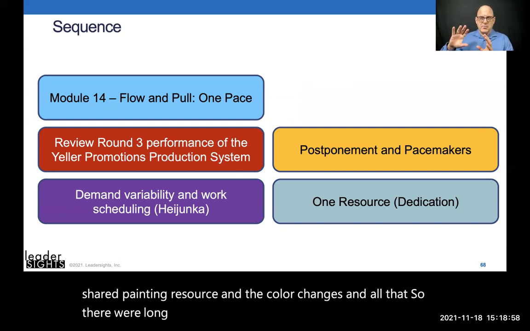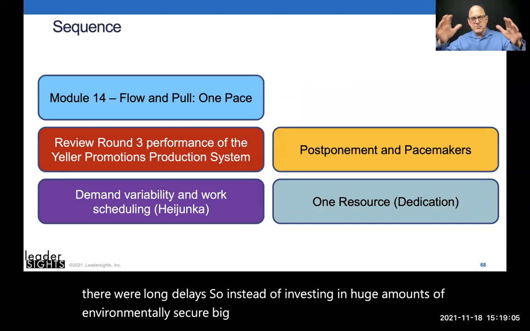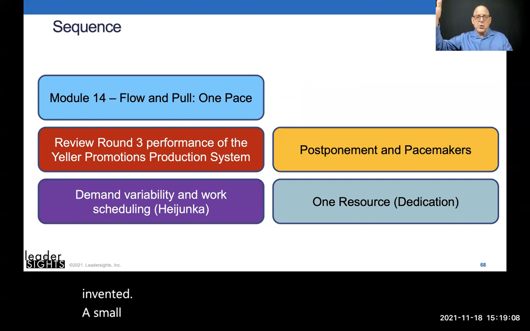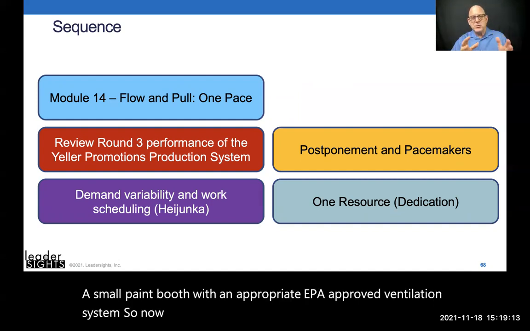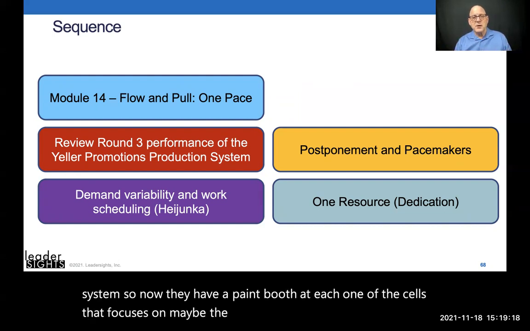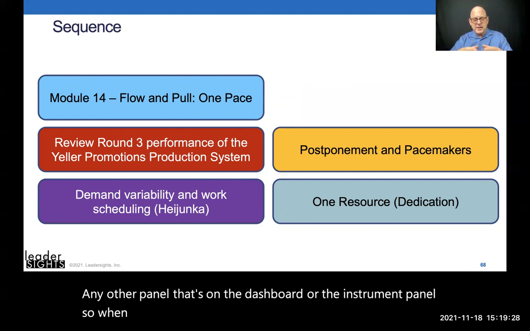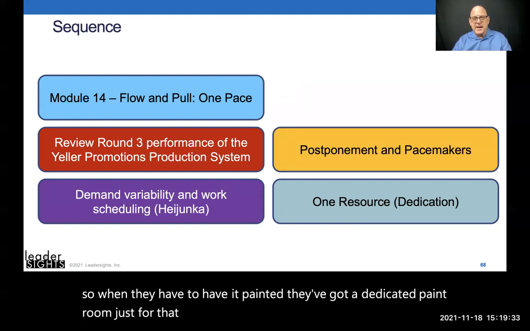So instead of investing in huge amounts of environmentally secure big paint booths, what they did was they invented a small paint booth with an appropriate EPA approved ventilation system. So now they have a paint booth at each one of the cells that focuses on maybe the air conditioner vents, maybe any other panel that's on the dashboard or the instrument panel. So when they have to have it painted, they've got a dedicated paint room just for that component parts, and it's dedicated by color as well.